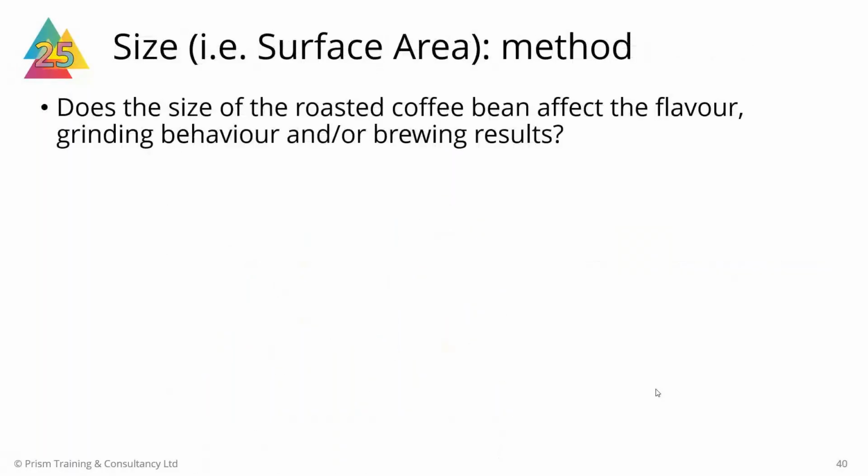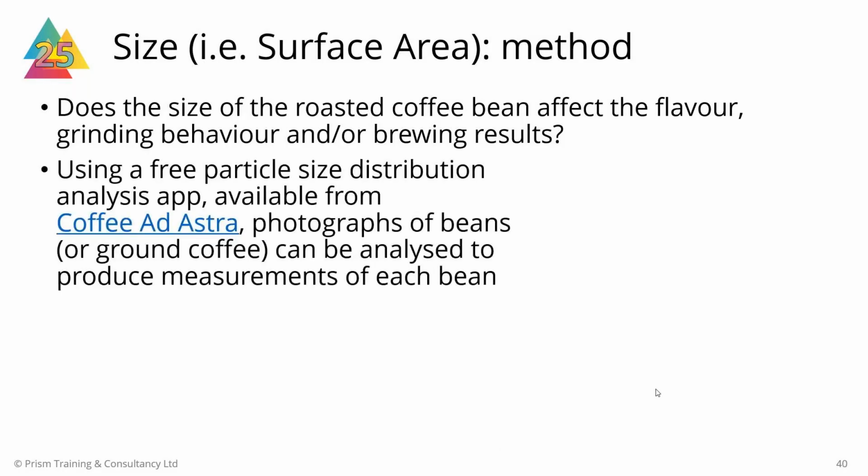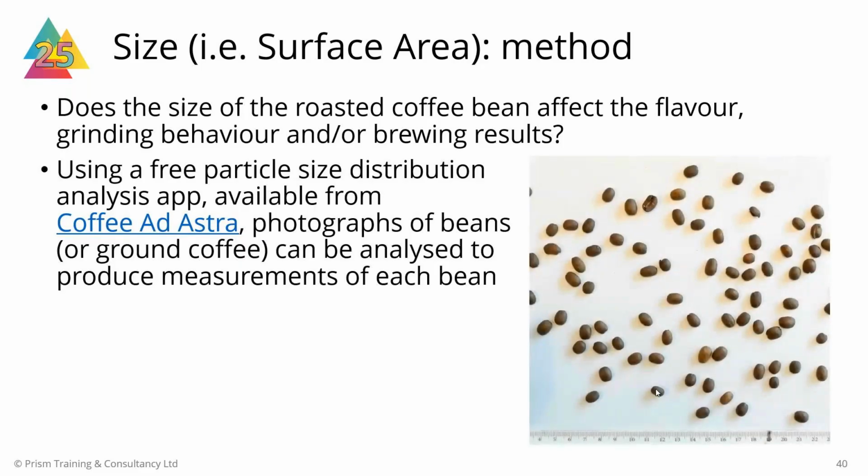The size, again, could see this visually. Clearly, these beans are different sizes. So I wanted to quantify how different the sizes were. And rather than getting a number of coffee beans and measuring them by hand, I found a free app available online that's used to calculate particle size distributions of coffee, ground coffee actually, from a photograph. So I basically scattered some coffee beans on a piece of paper, put a ruler beside it.